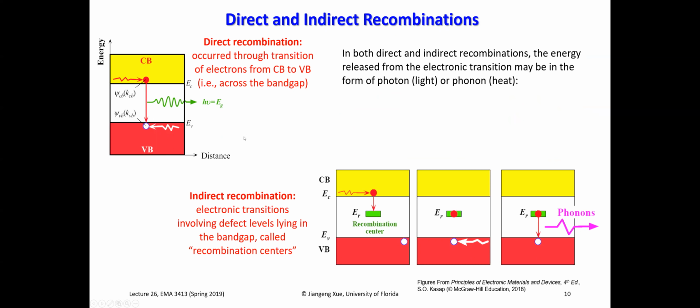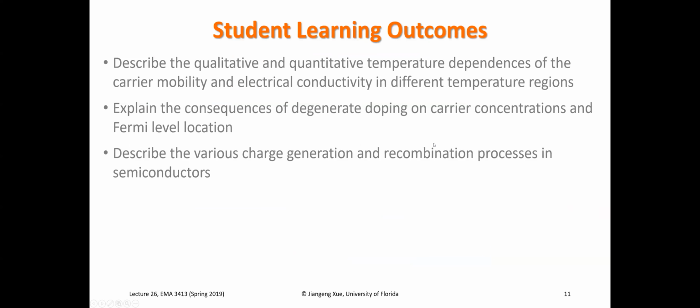And in both direct and indirect recombination cases, we can have so-called radiative recombination. Basically, the energy from the recombination will be given out in the form of a photon. Basically, light is emitted. Or it can be non-radiative recombination, and the energy will go out in the form of heat, basically phonons in the system.